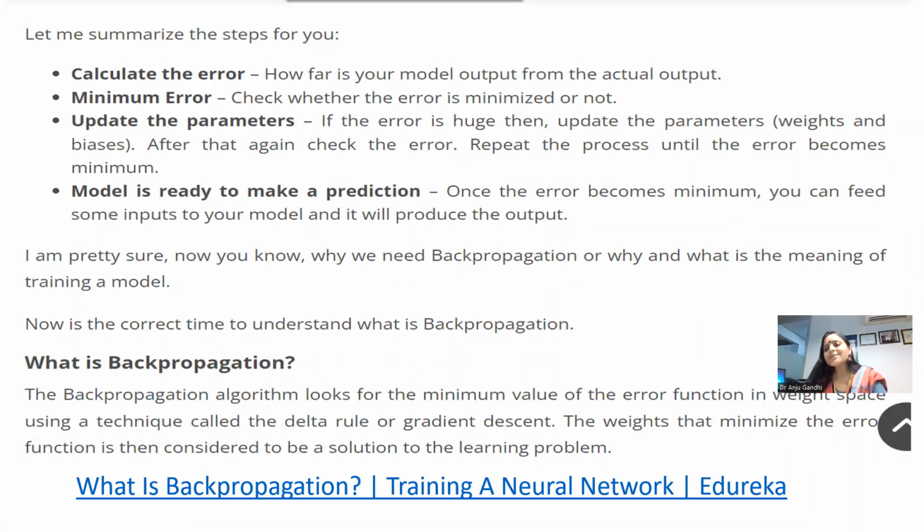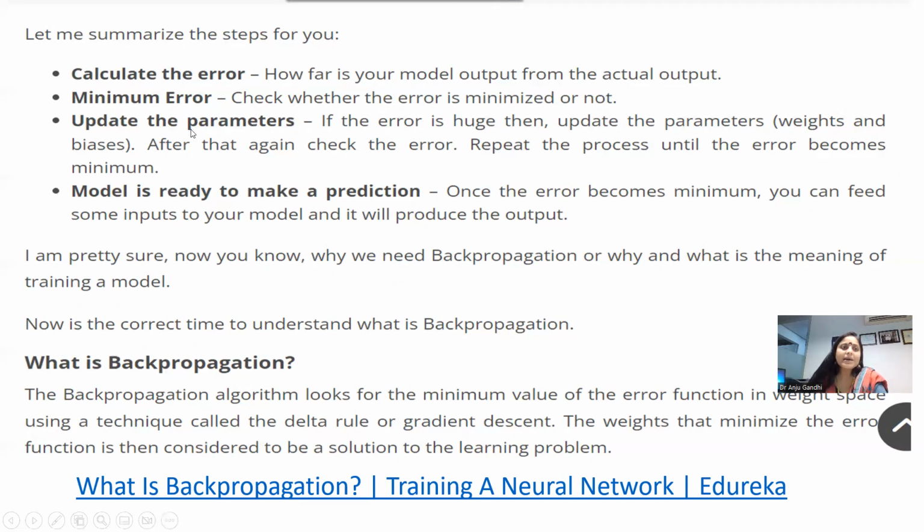Now, what are the other steps we have in the backpropagation network that we need to study? We have to calculate the error, that is, how far your model output is from the actual output. This we will get with the error calculation, right? So we'll get the error in this way. What next? Our aim is to get the minimum error, and we have to check whether the error is minimized or not.